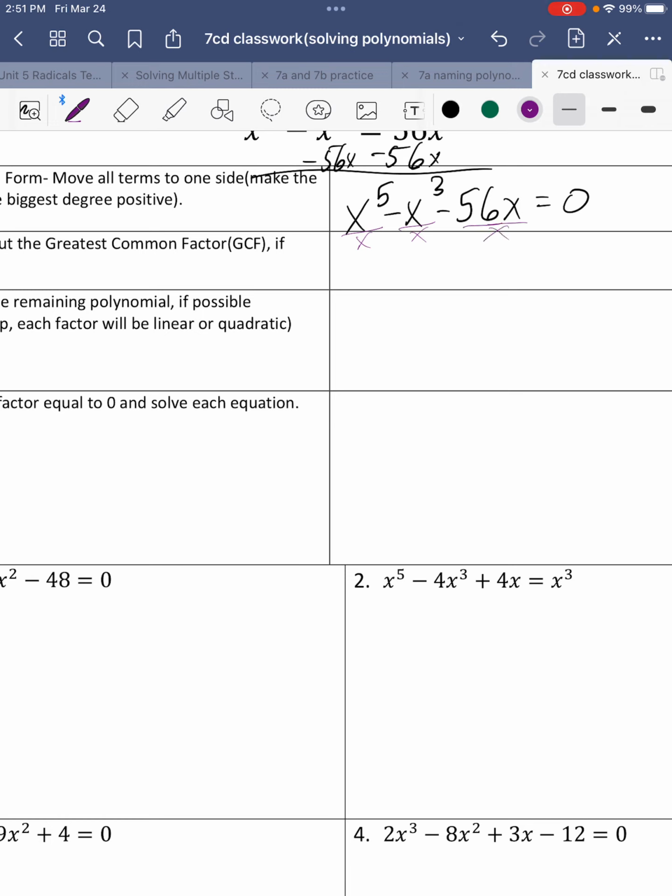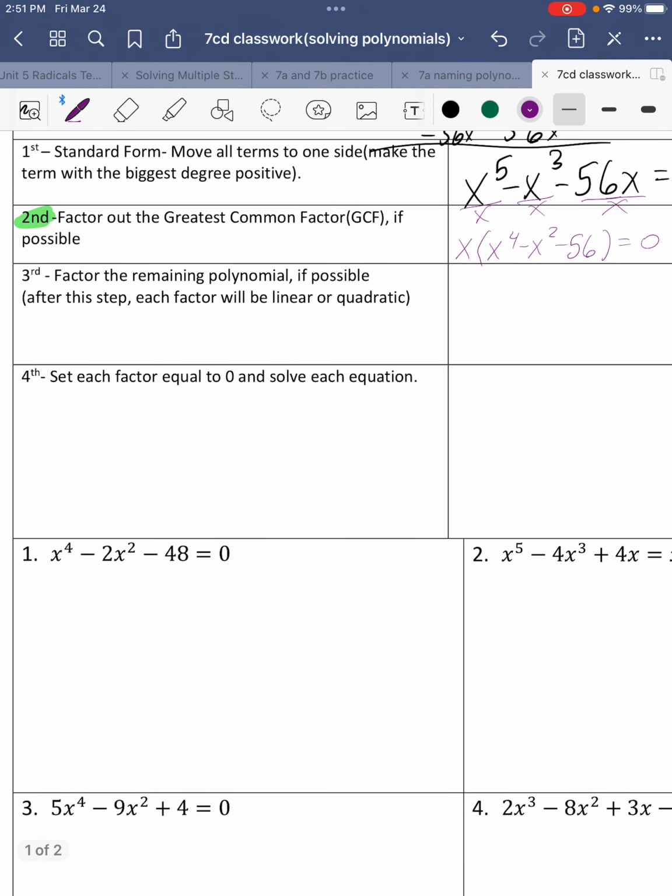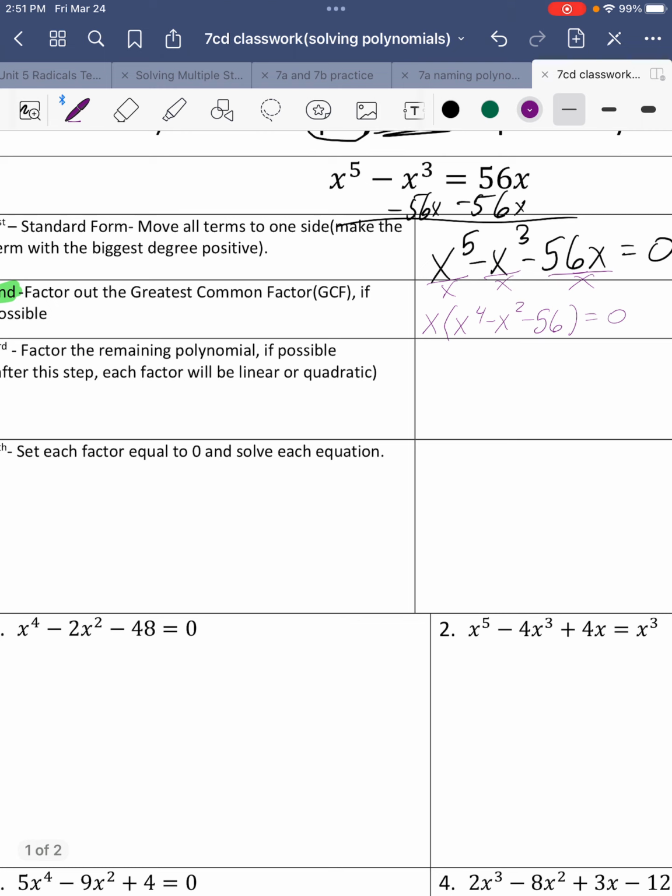The greatest common factor is x. We can divide all the terms by x. So we divide by x. You are undistributing it, moving it out in front. And it equals 0. Now, we got to factor the remaining polynomial.